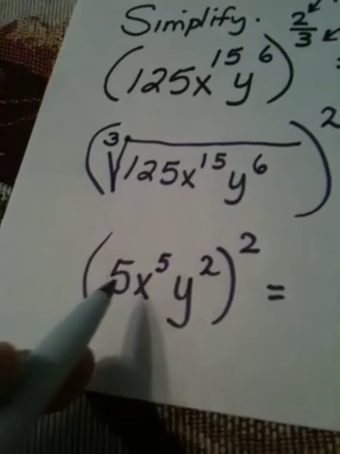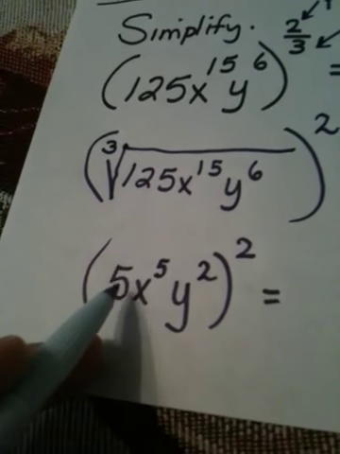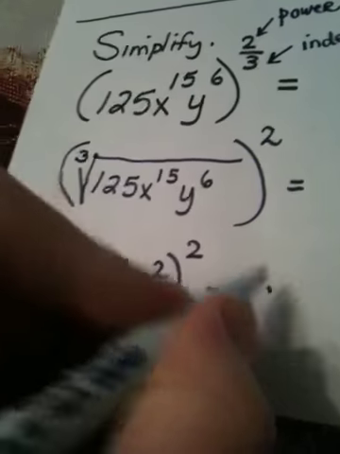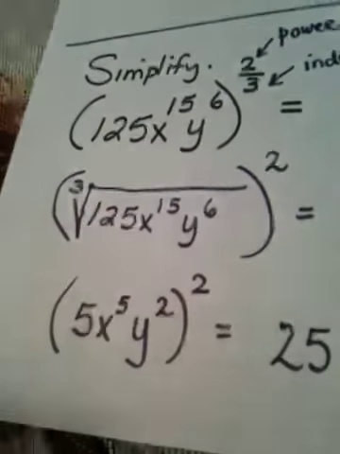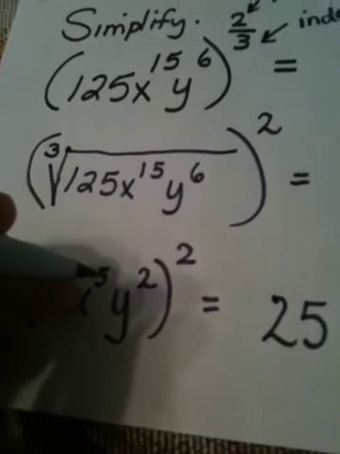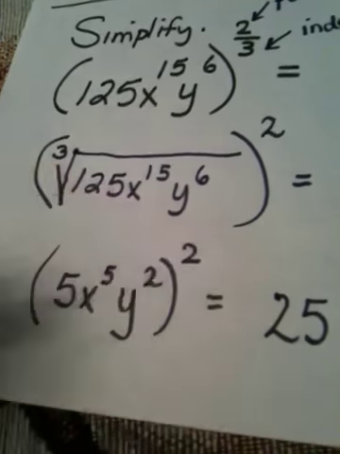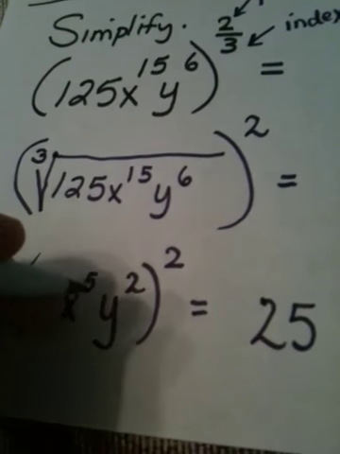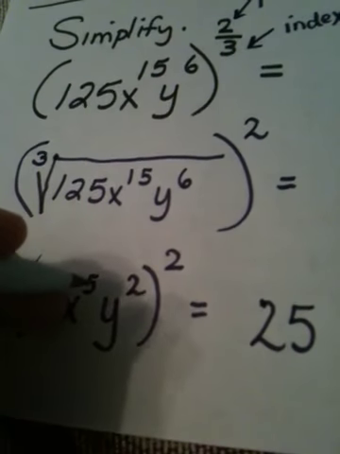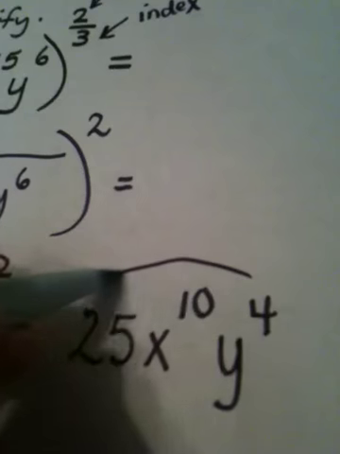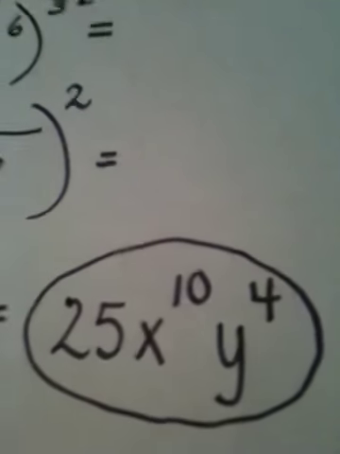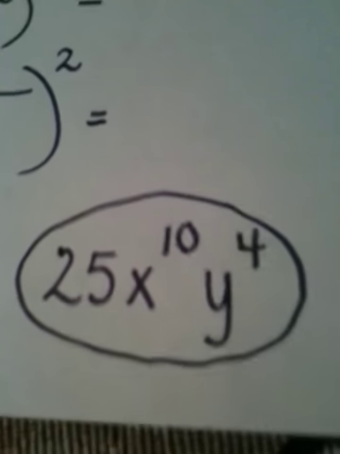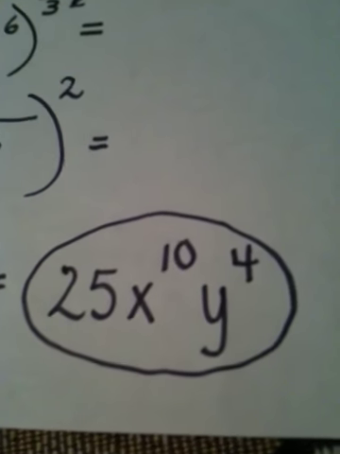Okay, let's do the arithmetic part first. 5 squared, no thinking, 25. When I have a power on the inside and a power on the outside, I multiply. 5 times 2 is 10. Thus, x to the 10th. 2 times 2 is 4. Thus, y to the 4th. And our final answer is 25, x to the 10th, y to the 4th. And we're done.